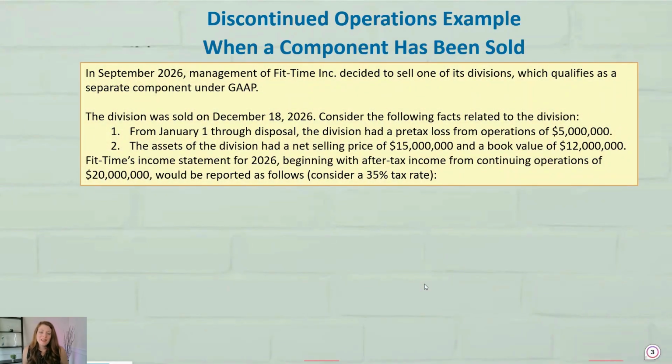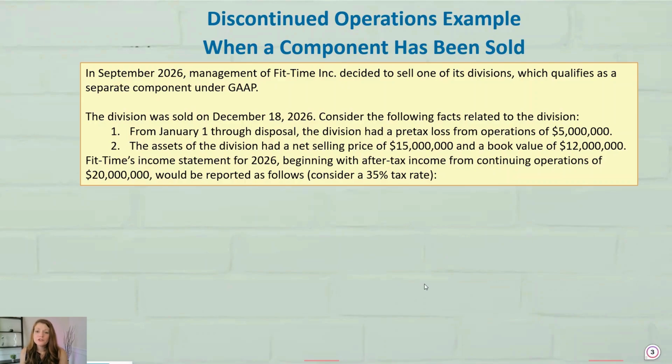So we're going to look at an example. Lots of words on this one, but let's go through it together. In September 2026, management of FitTime Inc. decided to sell one of its divisions, which qualifies as a separate component under GAAP. The division was sold on December 18th of 2026. Consider the following facts related to the division.